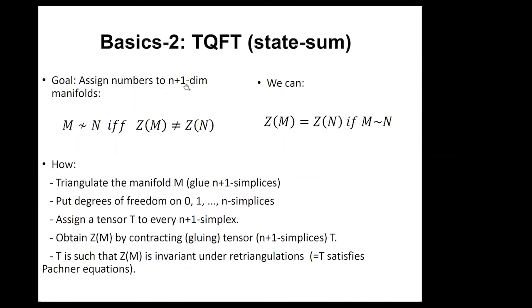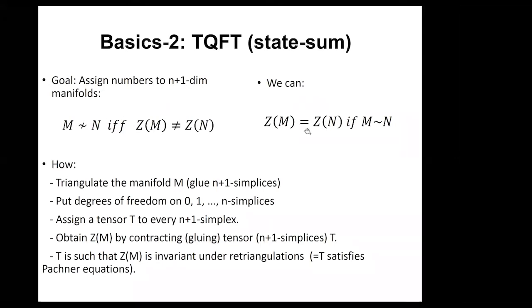So for an n+1 dimensional TQFT, the goal is to understand whether two manifolds M and N are similar, or diffeomorphic, to each other. We want to find a way of assigning a number to these manifolds such that if the manifolds are not diffeomorphic, these numbers are not equal to each other, and vice versa. Going from left to right is not easy, but going from right to left can be done.